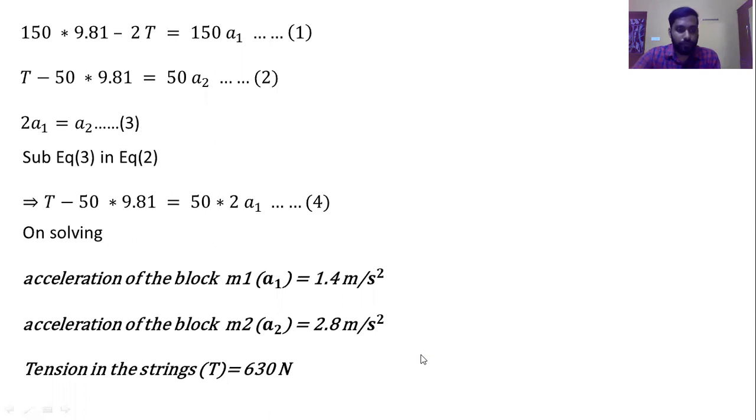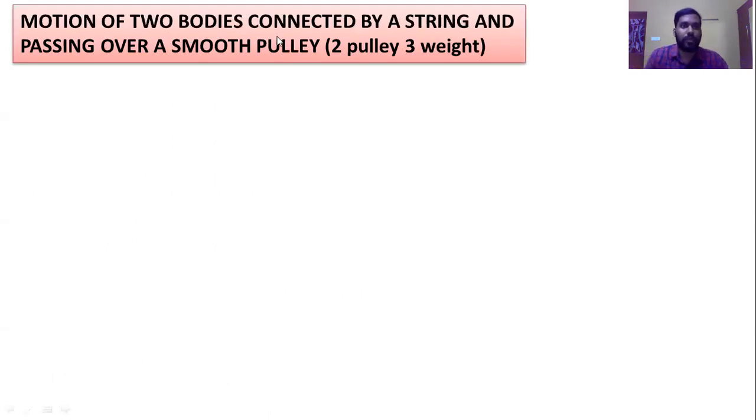Okay, so next question. Motion of two bodies connected by a string and passing over a smooth pulley. 2 pulleys, 3 weights. So this is a different type of question. Last time it was 2 pulleys 2 weights, and this time 2 pulleys 3 weights.